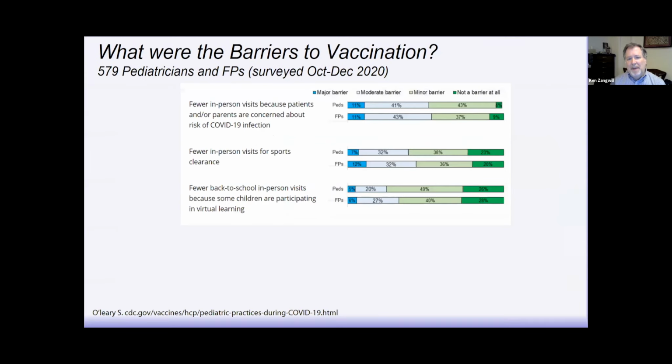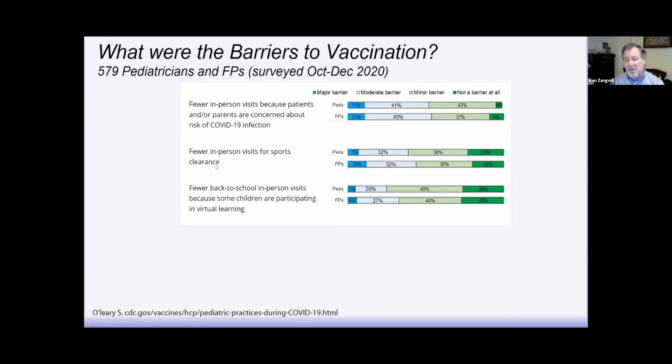Now, what about barriers to vaccination? Same survey. Why? What were the barriers? Fewer in-person visits because patients just didn't come into the office. Obviously, that's a concern. And the nice thing about these data, it breaks down the pediatricians' or the FPs' belief as to whether it's a major barrier or moderate barrier. So I'll just focus on major or moderate. And about half said this was a big deal, that the patient just didn't want to come in. It was not a barrier at all in another 50%, roughly. So that may or may not be surprising, depending on your own personal experience.